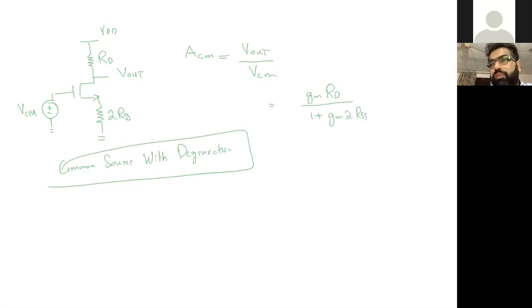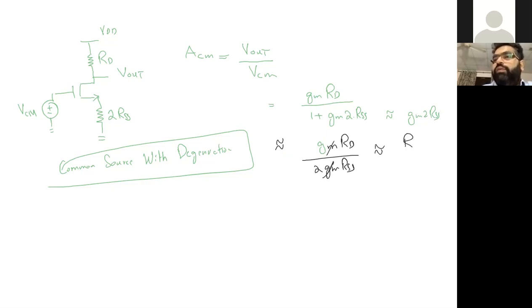ठीक है? And then we can say, okay, this 1 plus GM to RSS will be equivalent to GM to RSS because that's bigger value. So we will be approximately GM RD divided by 2 GM RSS. GM will be cancelled out. So we will end up with again negative sign will come. It's an inverting configuration. So we will be left with RD divided by 2 RSS.